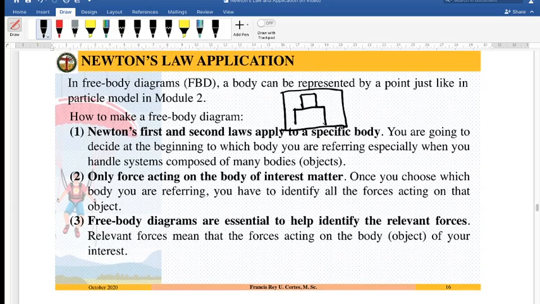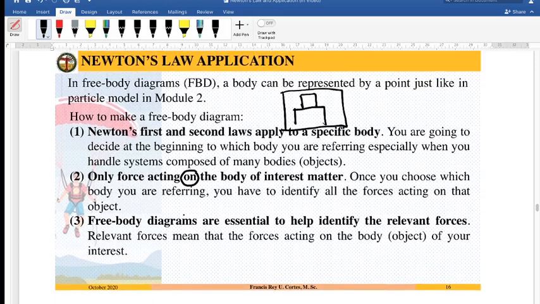Okay, so the second rule in making a free body diagram is, after you decide which object or body you will calculate the dynamics for, you have to think of the forces acting on that body of interest or object of interest. So the forces acting on the body. On, from the word on. So the forces acting on the body of interest that you decided on at the beginning of the calculation.